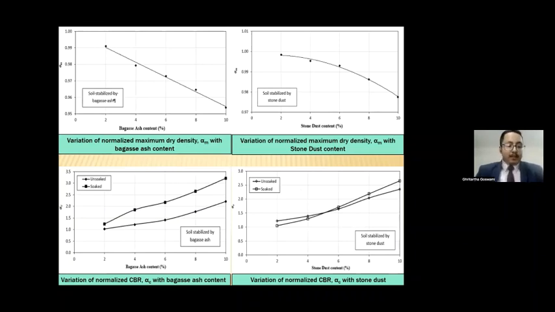In this slide, you can see the maximum dry density. This slide presents the variation of normalized maximum dry density with bagasse. As observed, the parameter alpha m decreases linearly in the range of 0.95 to 0.99 as the bagasse content increases from 2% to 10%. In the case of stone dust, alpha m decreased following a curvilinear pattern with descending slope with increasing stone dust content, the range of variation being 0.97 to 1.0.